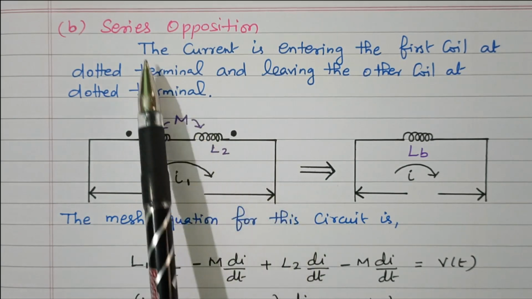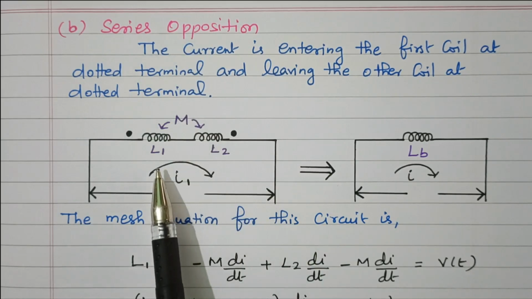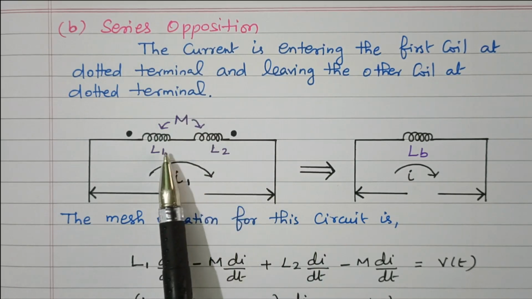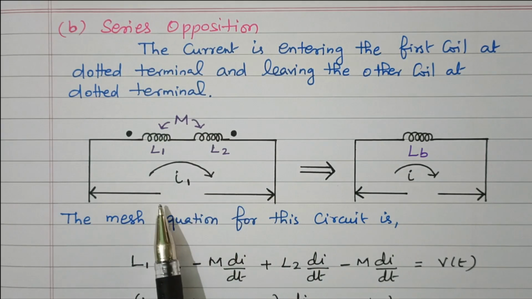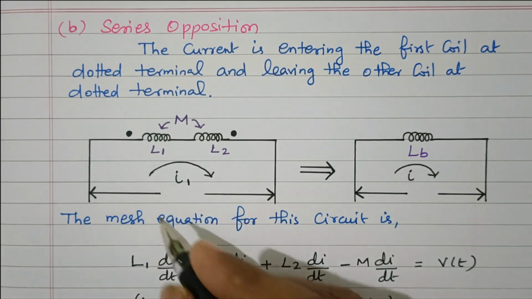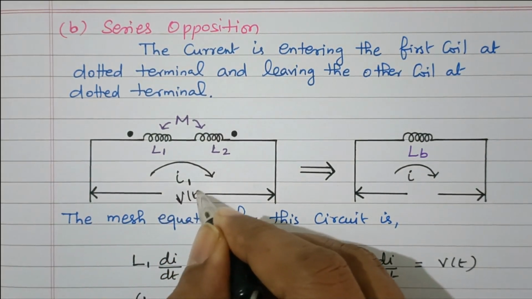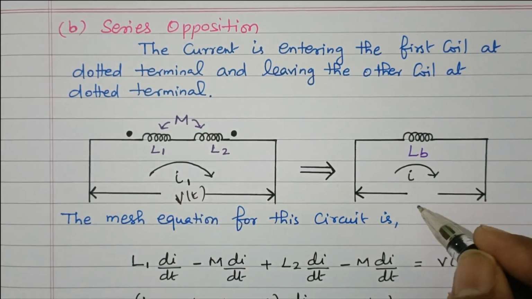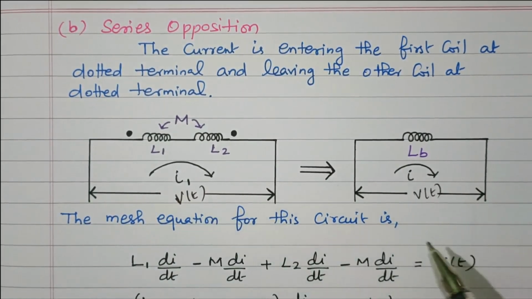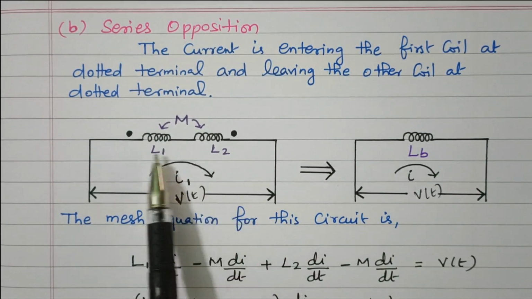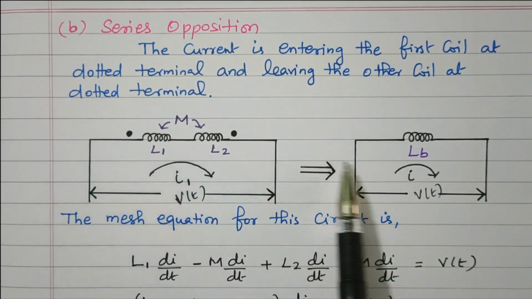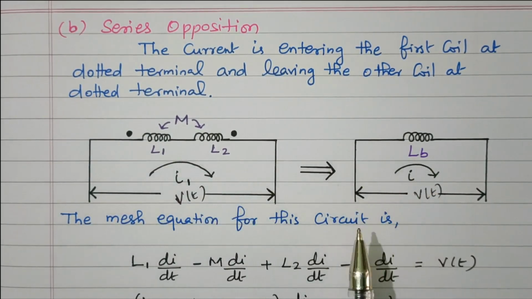Now we'll go to the topic series opposition. Consider the circuit. Two inductors are connected in series. The applied voltage is V of t. The current flowing is I1. So this is the equivalent circuit, with the two inductors connected in series. The equivalent inductance we can write as LB.